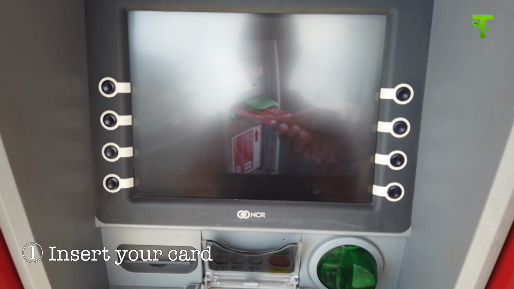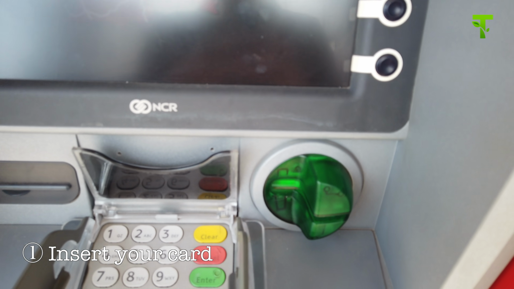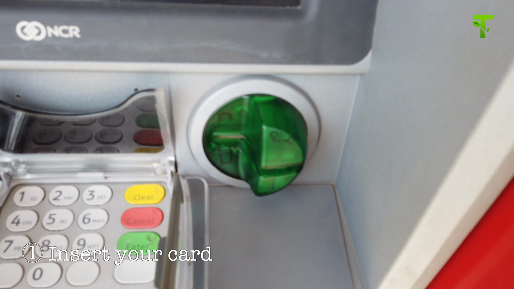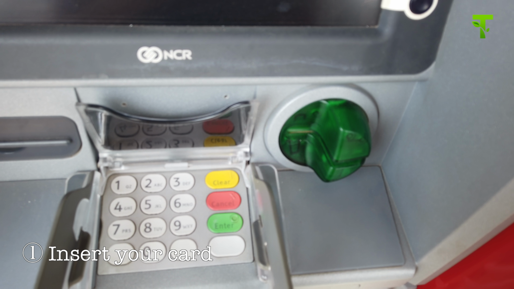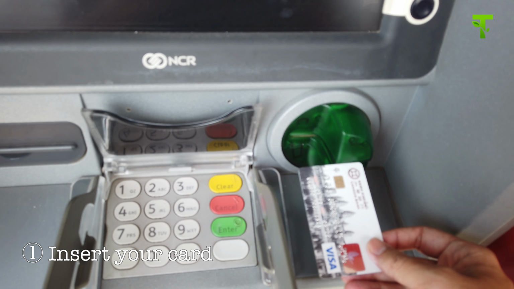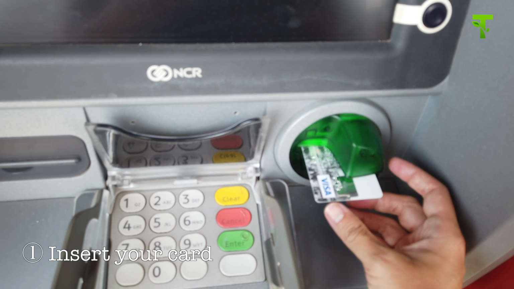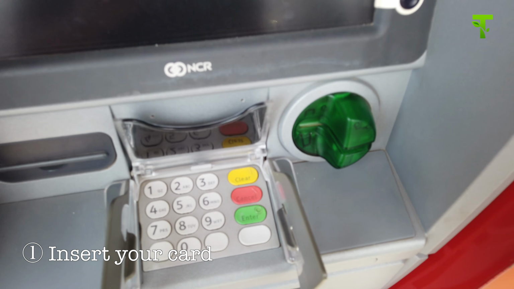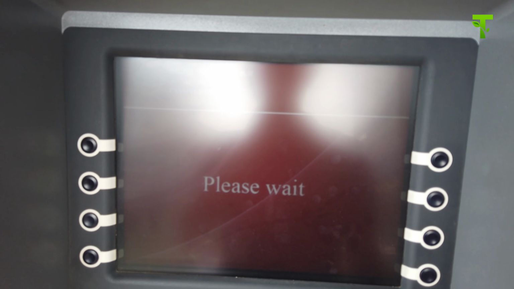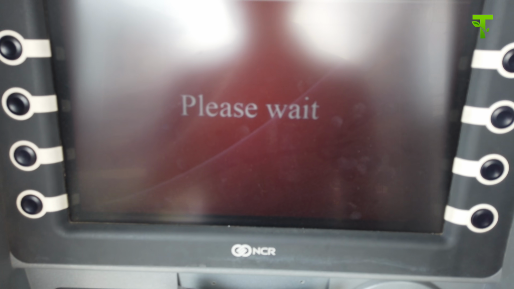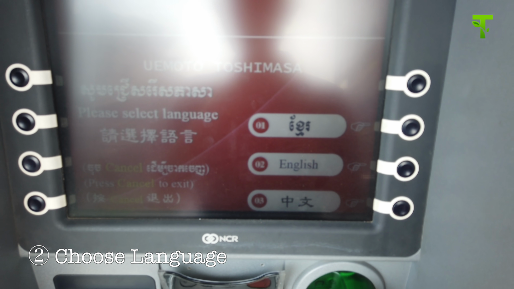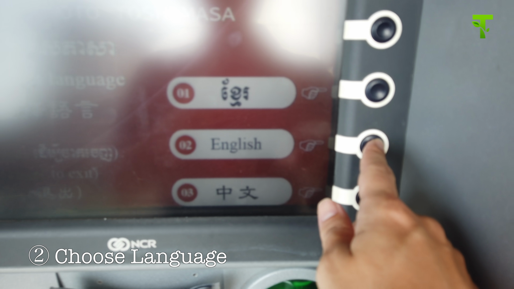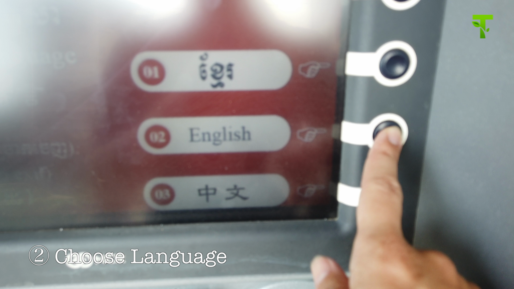First, insert your card into the ATM. Second, choose the language. You can choose Khmer, English, and Chinese. Now I'm choosing English.